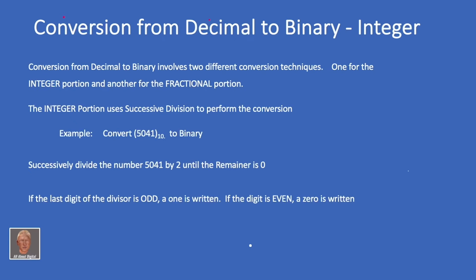Now we're going to talk about how to convert from decimal to binary, the integer portion. When you consider conversion from decimal to binary, there's two different algorithms, one for the integer portion and one for the fractional portion. The integer portion uses what's called successive division to perform the conversion. Example, let's convert 5041 base 10 to binary. So how we do it is we successively divide the number 5041 by 2 until the remainder is 0. If the last digit of the divisor is odd, a 1 is written. If the digit is even, a 0 is written.